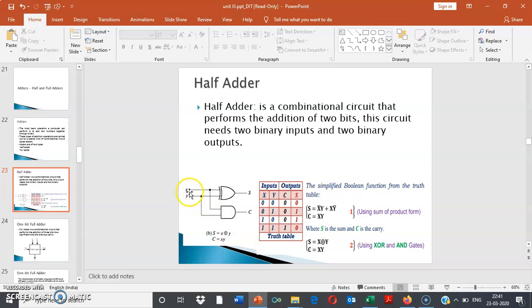The input for the XOR gate is X, Y, while the output is sum. So the XOR gate has output sum. Similarly, we have input for the AND gate as X, Y, and the output is carry. So we will represent it by C, that is carry. So this is the half adder circuit.